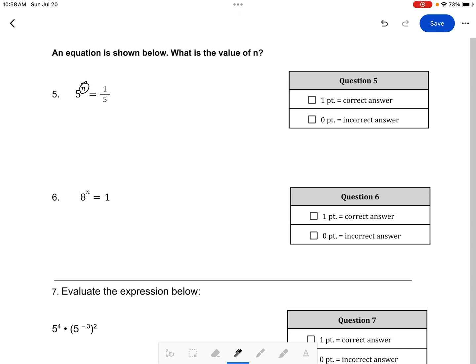Well, I know that in order for this 5 to go in the denominator, it would have to have a negative exponent. And in this case, my negative exponent would be 5 to the negative 1. Because if I have 5 to the negative 1, that would mean I needed 1 in my numerator, and I'd bring the 5 to the denominator. So my answer for number 5 is going to be n equals negative 1.